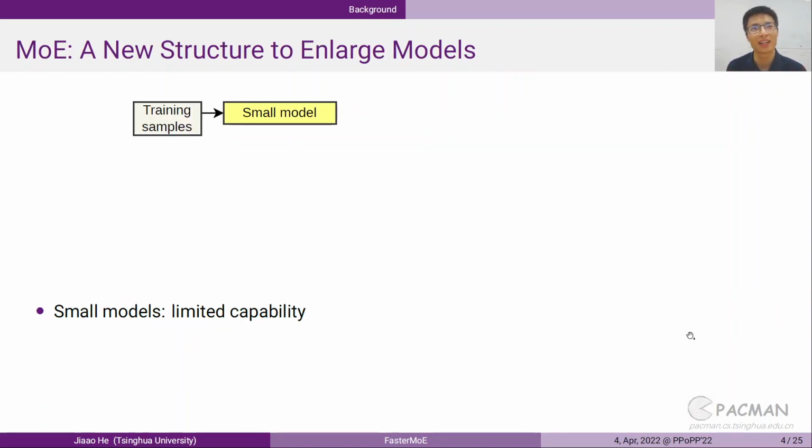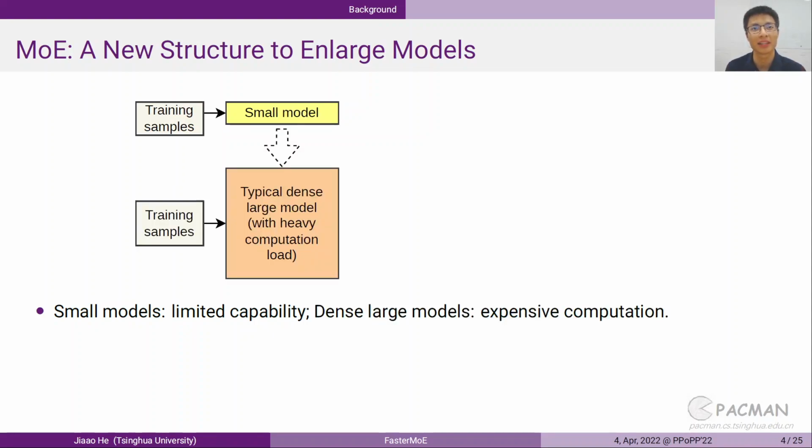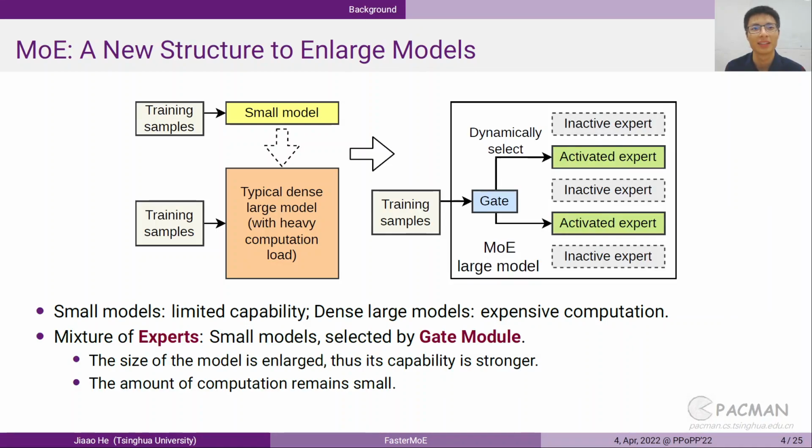Let's have a look at how the MoE structure enlarges model size. First, we have a small model trained with some training data. It has limited capability. If we simply enlarge the geometry of the small model, we obtain a typical dense large model. It involves too heavy a computational load that we cannot train it in limited time and computational resources.